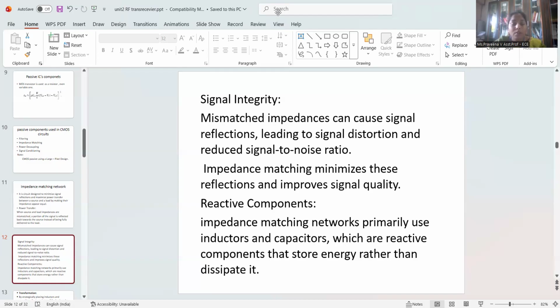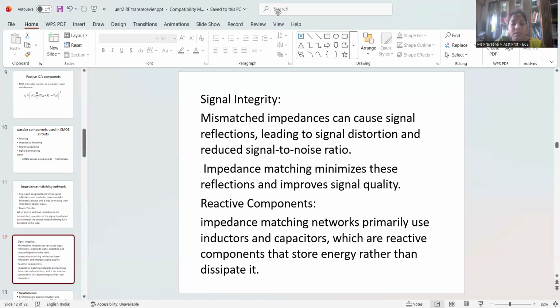Then reactive components. Impedance matching networks primarily use inductors and capacitors, right? Which are the reactive components. What is the use of a capacitor? It stores the energy rather than dissipating it, right?